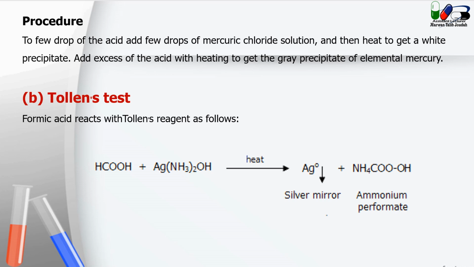D, Tollens test. Formic acid reacts with Tollens reagent as follows. Formic acid with Tollens, which is the silver mirror, is really important. At the end of this reaction you will form a mirror on the wall of the test tube. So for formic acid with Ag(NH3)2OH, which is the Tollens reagent, with gentle heating you will end up with a silver mirror plus ammonium performate, which comes from formic acid.